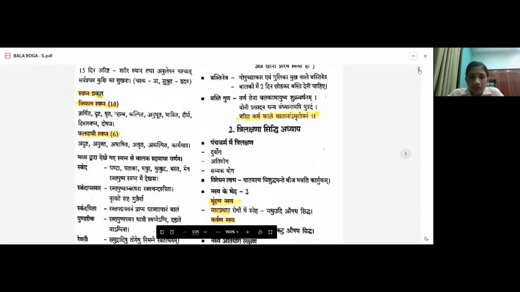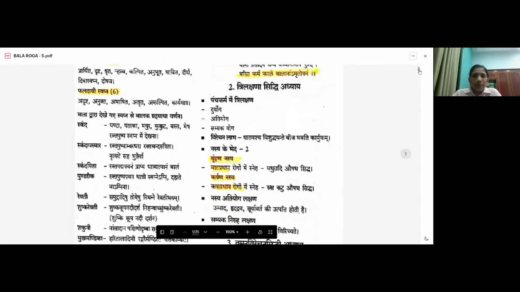Here two types of nasya are described. That is Brahmana nasya, which is mainly used to mitigate the Vata dosha. In Vata pradhana roga, sneha madhuradi aushadha siddha nasya is described. Whereas the second one, the Karshana nasya, is used in Kapha pradhana roga. Okay, so Ruksha and Katu Aushadha are mainly used here.